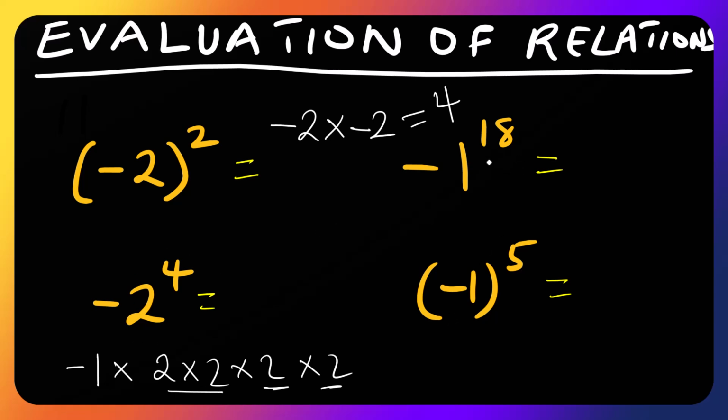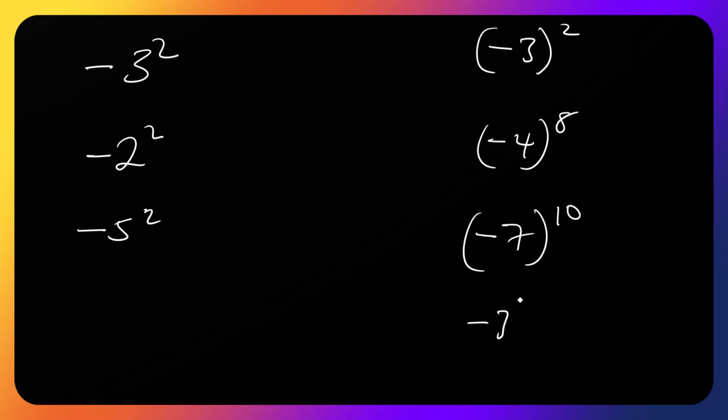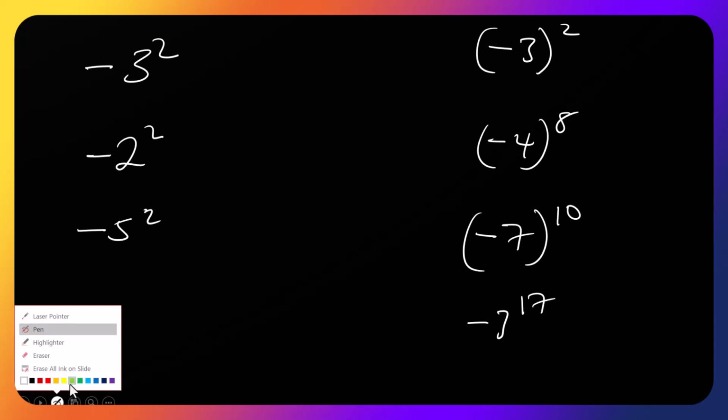Okay, so let's talk about this one more. Let's shed more light on it. So minus 3 squared, minus 2 squared, minus 5 squared, minus 3 all squared, minus 4. Okay, so let's bring more big powers. Minus 7 to the power of 10, minus 3 to the power of 17. Now we want to look at the nature of the following, how they are going to be.